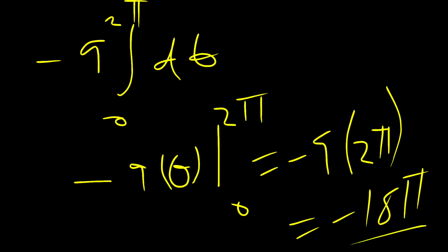Remember, this negative 18 pi is exactly what we got on the left hand side, and it is the same as what you get when applying Stokes theorem using the curl.